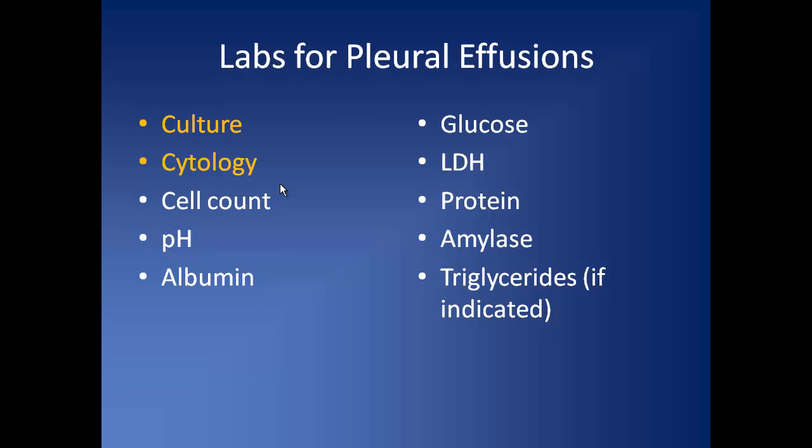But the other labs you can send it for are cell count, pH, albumin, glucose, LDH, protein, amylase, triglycerides, and that's if indicated, which is to rule out a chylothorax. So if you aspirate the fluid and it looks creamy, it could be a chylothorax. Another way to check, which is kind of a gross way, but if you actually let the fluid layer out, and it layers out like a parfait, then it's fat and it's a chylothorax.